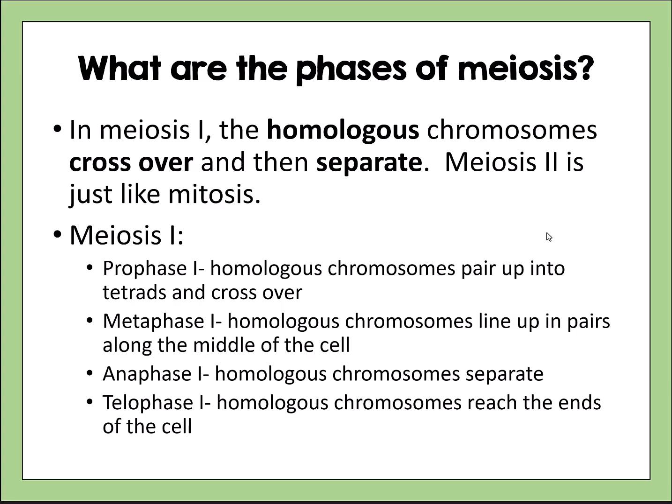So in meiosis 1, we have 4 different phases. Prophase 1, where homologous chromosomes pair up into tetrads and then cross over. Metaphase 1, where homologous chromosomes line up into pairs along the middle of the cell. Anaphase 1, where homologous chromosomes separate. And telophase 1, where homologous chromosomes reach the ends of the cell. So this is sort of like mitosis, but it's a double form of that because we're working with sets of chromosomes.